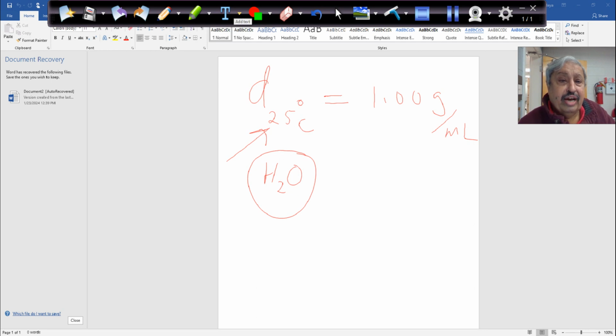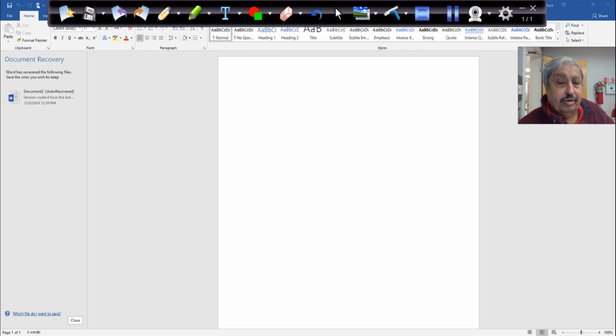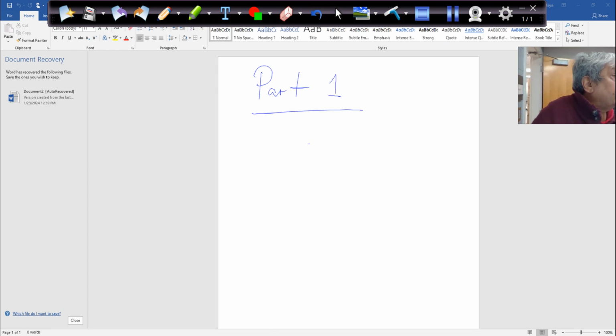The third item we have to look at today is part of the experiment, part one. Part one of the experiment today, you have to prove to yourself and to me whether density is intensive or extensive. You have to choose and select whether density is extensive or intensive. So we have intensive versus extensive.